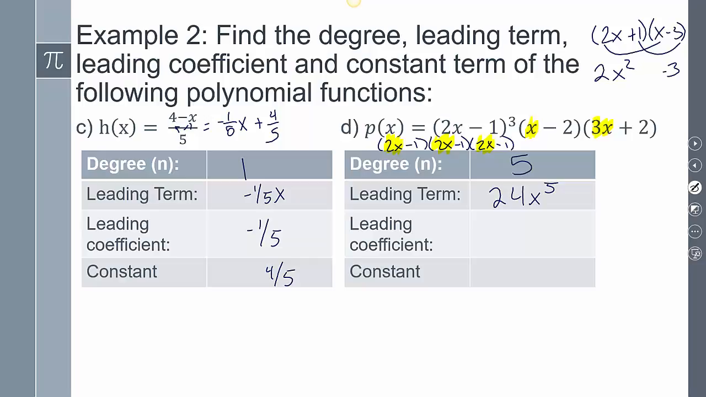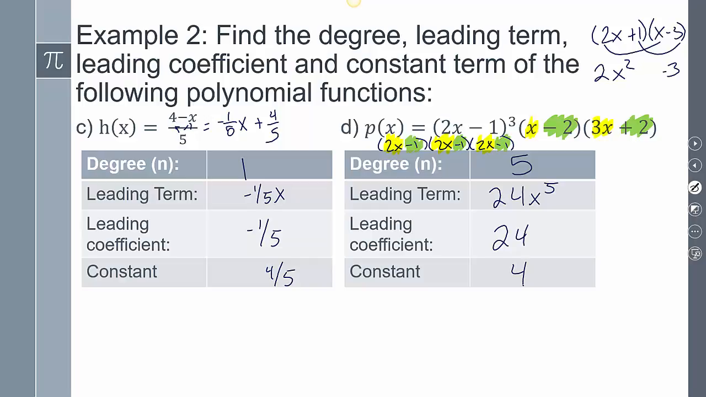Now my leading coefficient, that's going to be the value that's in front there. Now to find my constant, we multiply these values together. Now if you go through and you multiply that, -1 and -1 is +1, times -1 is -1, times -2 is +2. +2 times +2 is +4. And so that's how we would go ahead.